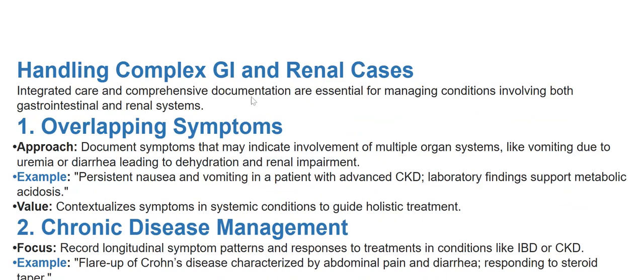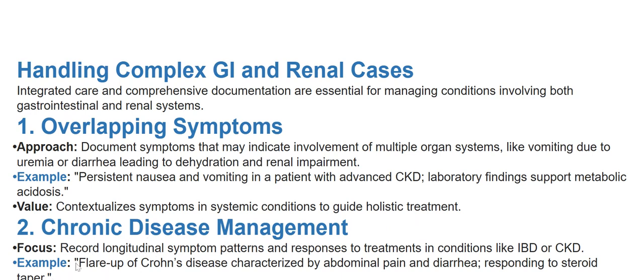Handling complex GI and renal cases. Integrated care and comprehensive documentation are essential for managing conditions involving both gastrointestinal and renal systems. Overlapping symptoms: this approach documents symptoms that may indicate involvement of multiple organ systems, like vomiting due to uremia or diarrhea leading to dehydration and kidney impairment. Example: persistent nausea and vomiting in a patient with advanced chronic kidney disease. Laboratory findings support metabolic acidosis. Value: contextualizes symptoms and systemic conditions to guide holistic treatment.